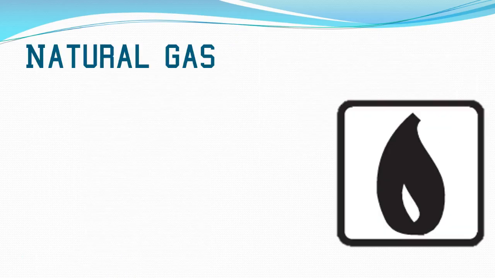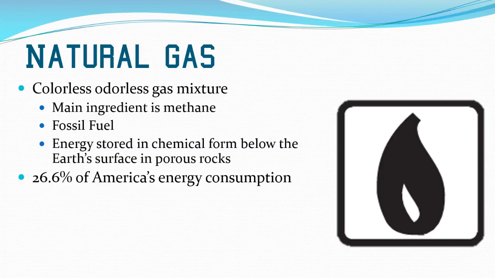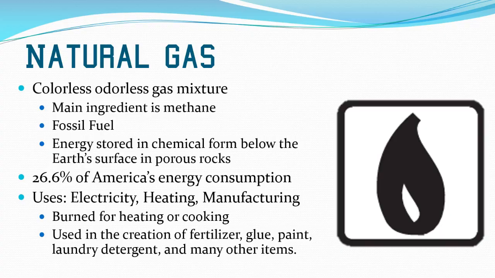Natural gas, another fossil fuel. Natural gas is a colorless, odorless gas mixture. It's the main ingredient in methane. It's a fossil fuel, so it's formed the same way with millions of years and millions of pounds of pressure, and its energy is stored in chemical form below the Earth's surface in porous rocks, just like petroleum. About 26.6% of America's energy consumption comes from natural gas. We use it to heat our homes, to electrify our homes, and to manufacture things.